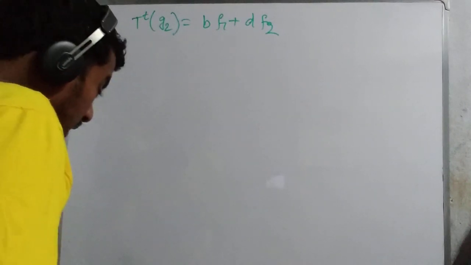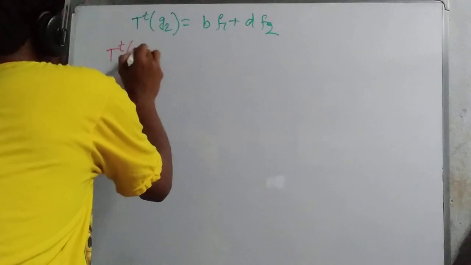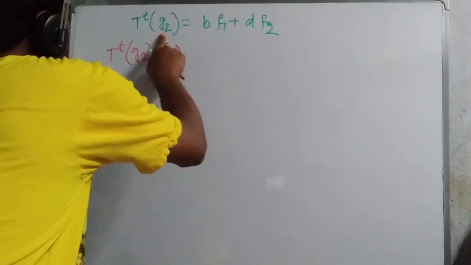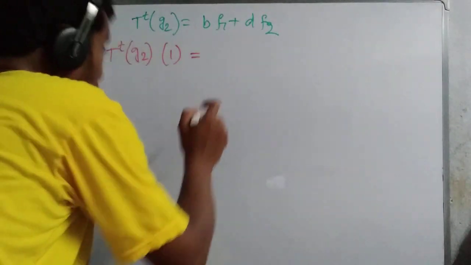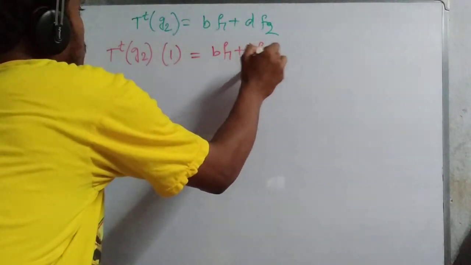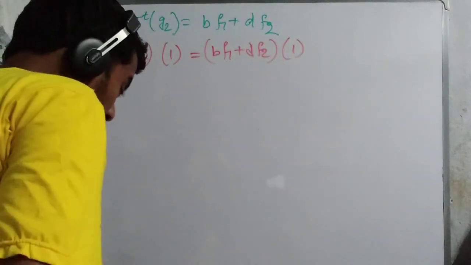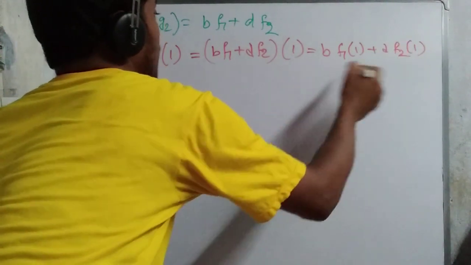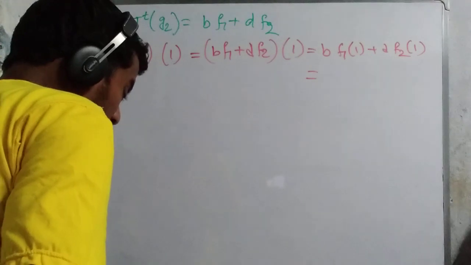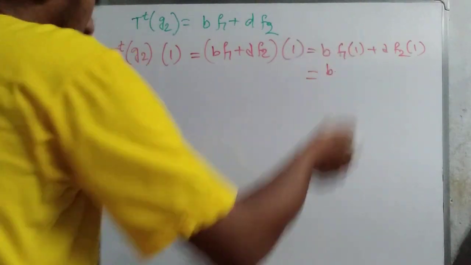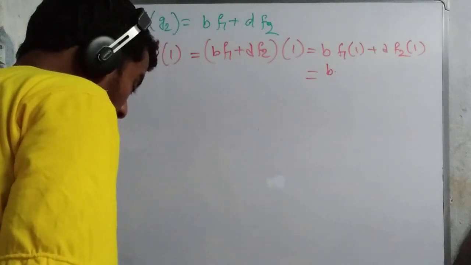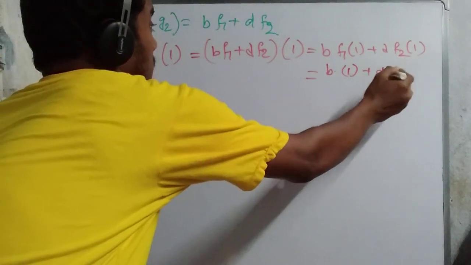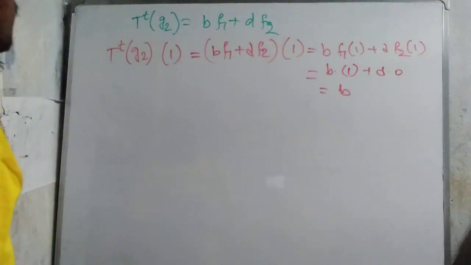Then we write T transpose of G2 of 1. T transpose of G2 of 1 equals what? Equal to BF1 plus DF2 of 1. Then this equals B of F1 of 1 and D of F2 of 1. B of F1 of 1: we know F1 of 1 equals 1, and D of F2 of 1 equals 0. So this one is B. Understood?